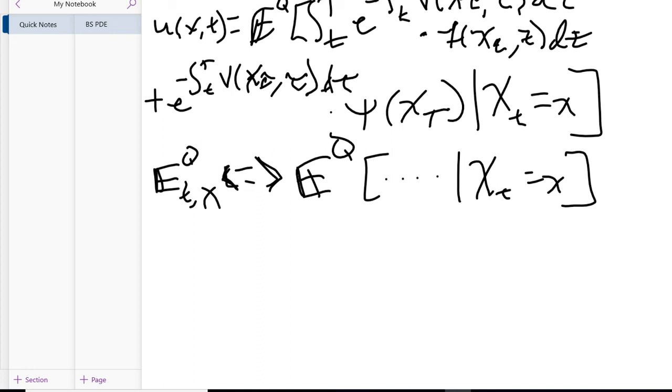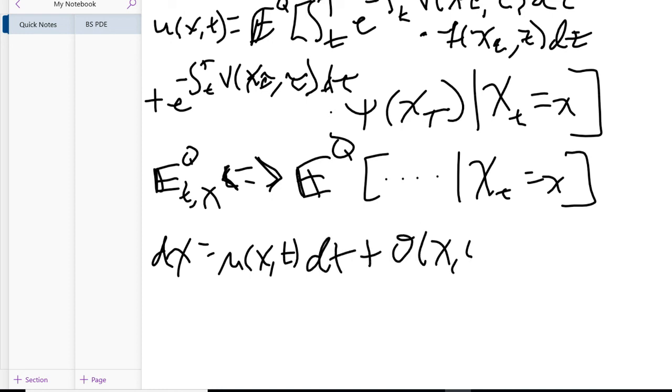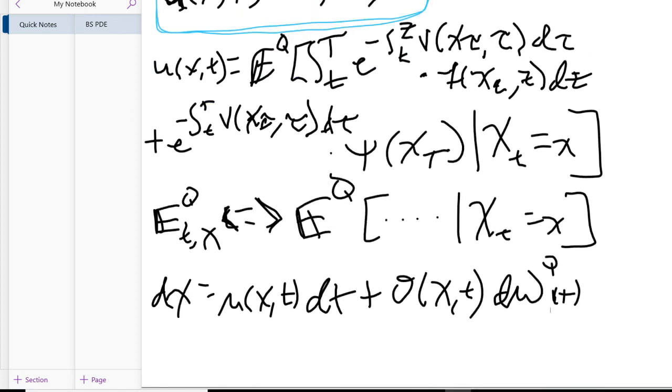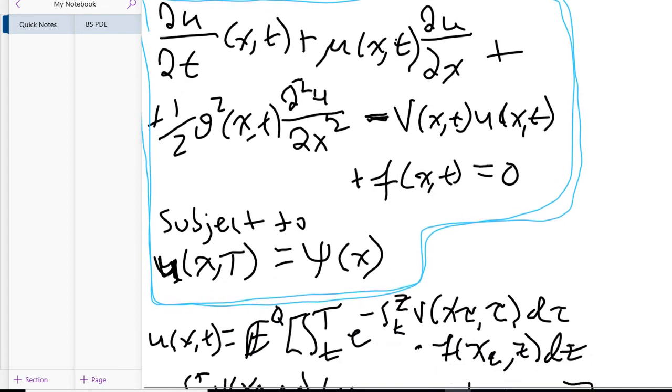And I guess another important thing is that this is all assumed under probability measure Q, such that X is an Ito process driven by dX equals some mu(X_t) dt plus sigma(X_t) dW^Q, where W superscript Q is a Wiener process under Q. So that's Feynman-Kac.